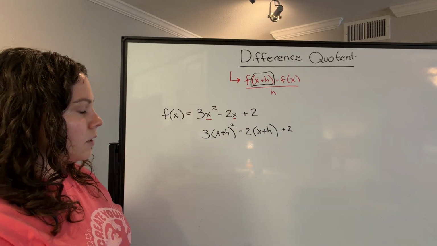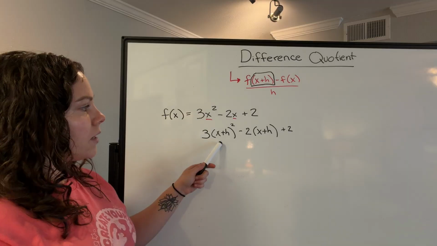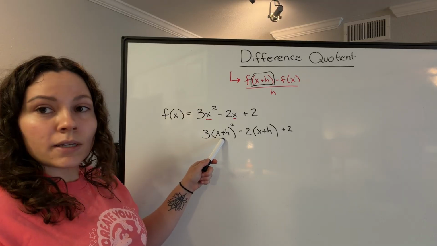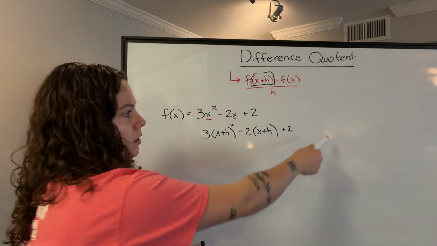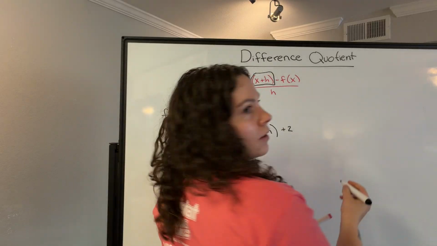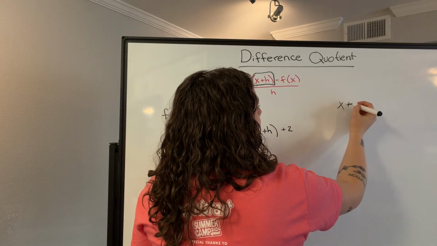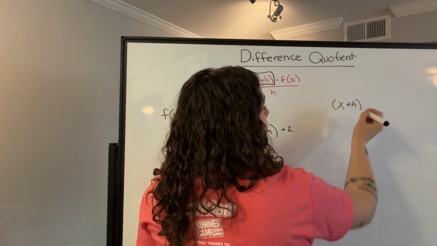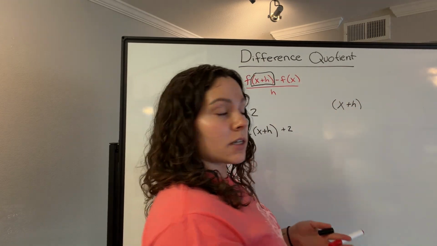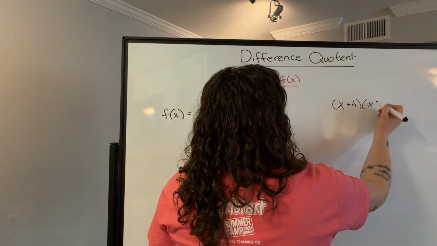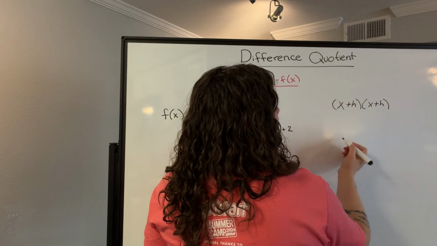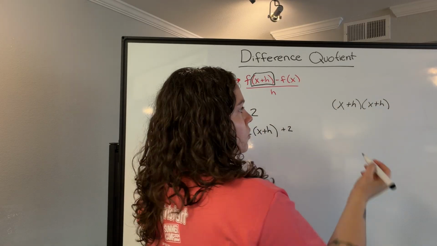Okay, so the next thing that we're going to do is we're going to expand this x plus h squared. And I'm going to go ahead and do this over here so you guys can still see me. So we have x plus h. If we expand that, we get another x plus h. And so I'm going to start distributing. I'm going to use FOIL.